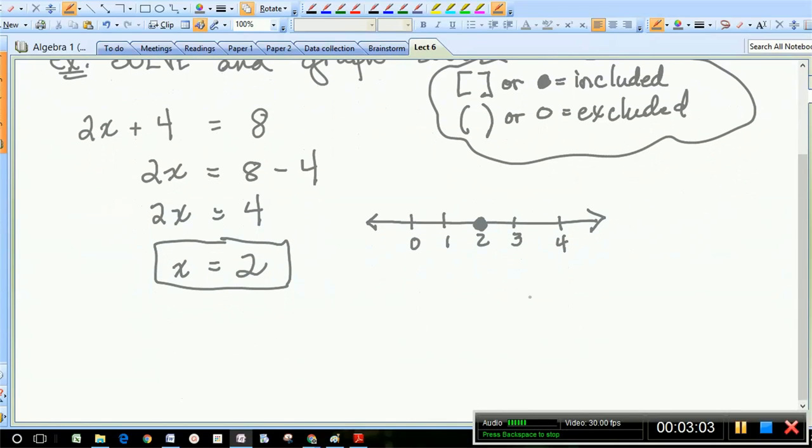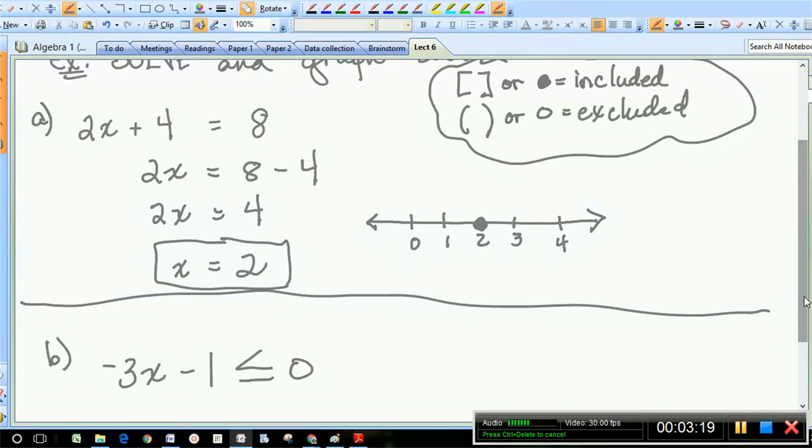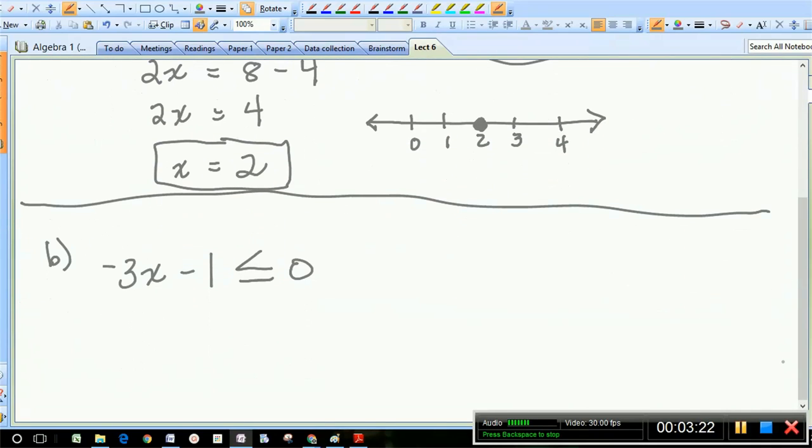And so we could have done this in, let's call this example A. We could have example B, where we have, let's have negative 3x minus 1 is less than or equal to 0. And so we can solve this one and graph it. Now we're getting into something that will have more than one solution, of course, because it's a real number interval solution. Let's take a look. So we'd have adding 1 to both sides. We have negative 3x is less than or equal to 1.